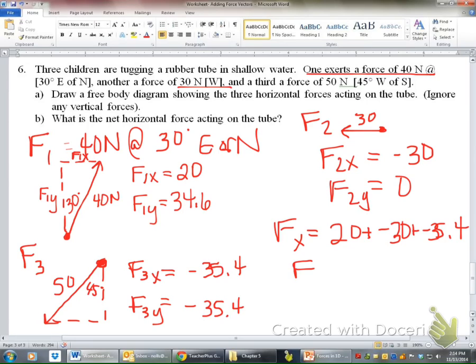Okay, so F sub x, you got what? Negative 45.4 newtons. So that means it's going 45.4 newtons in what direction? West or left. Very good.